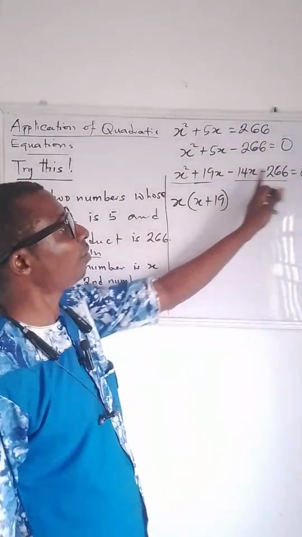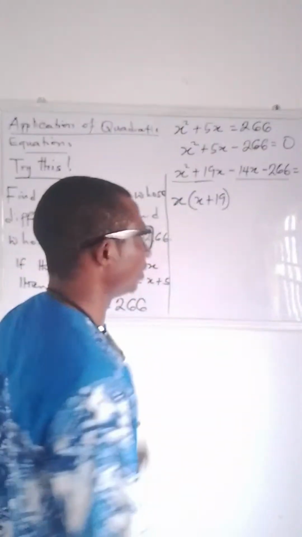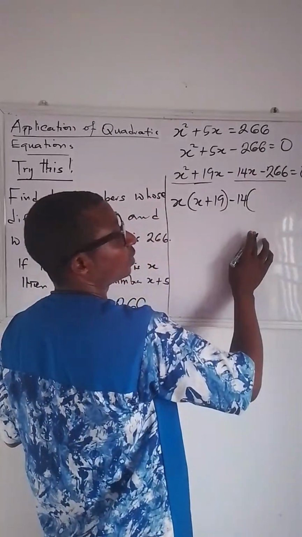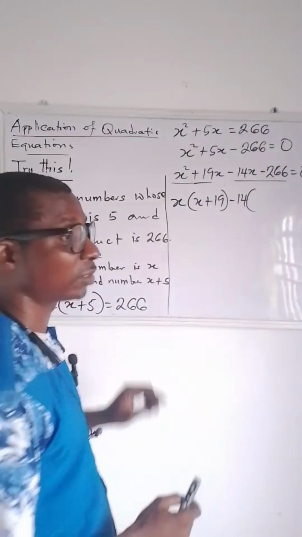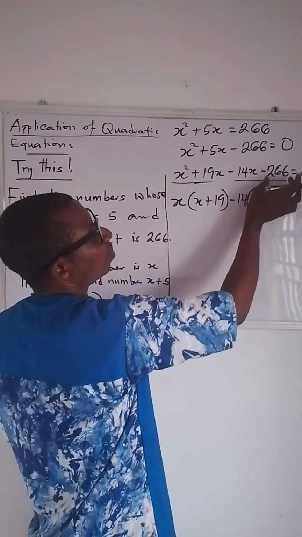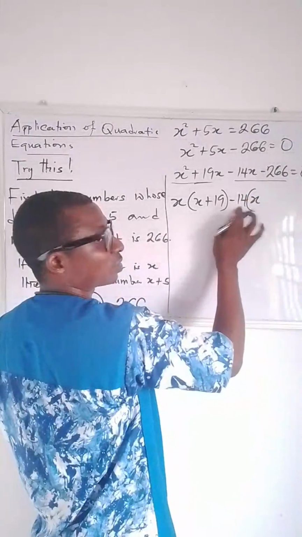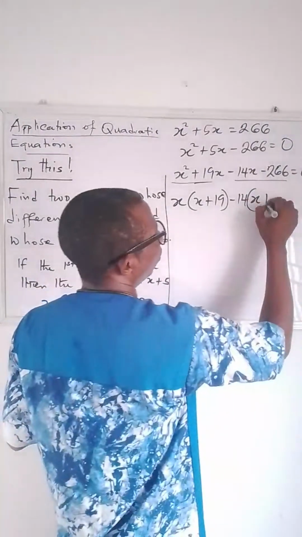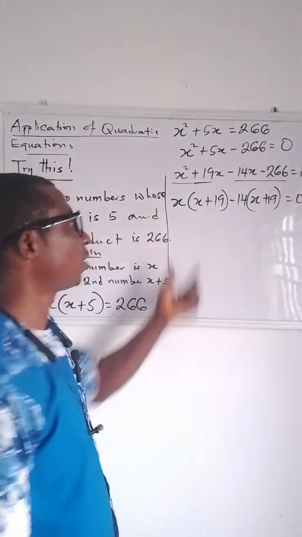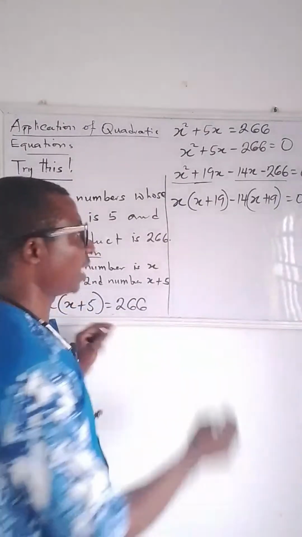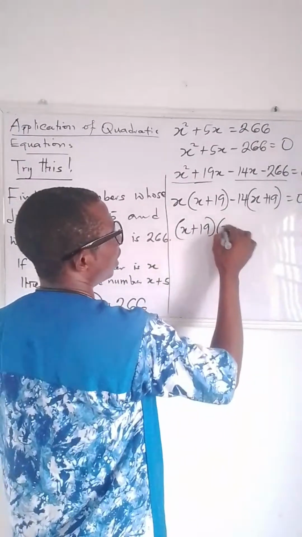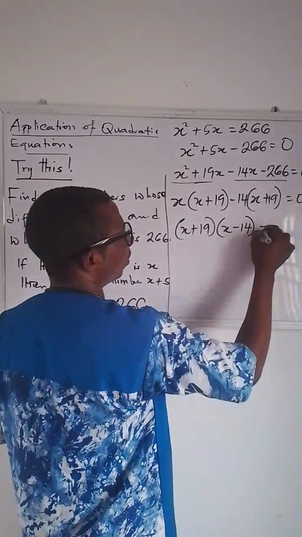All right. The common factor here is going to be minus 14. When you divide minus 14x by minus 14, you have plus x, so you have 1x. Now divide minus 266 by minus 14, that gives you plus 19, equals 0. Now the common factor here is x plus 19, so you are left with x minus 14 equals 0.